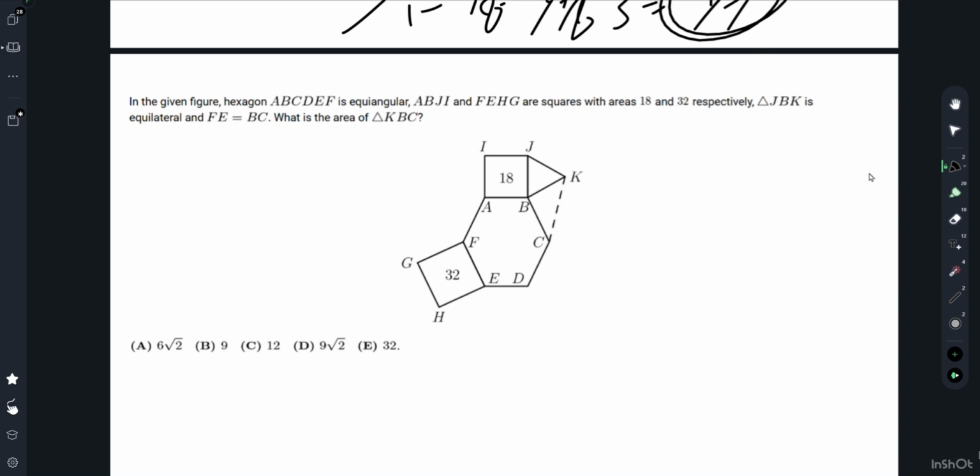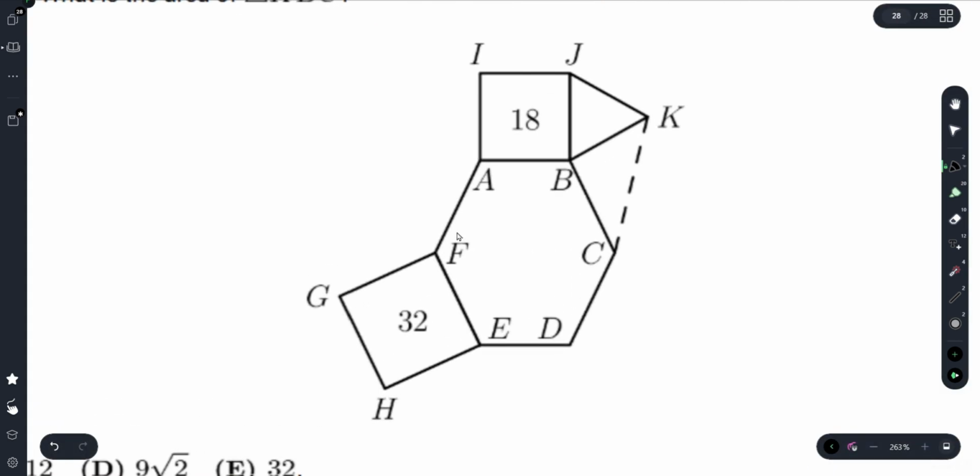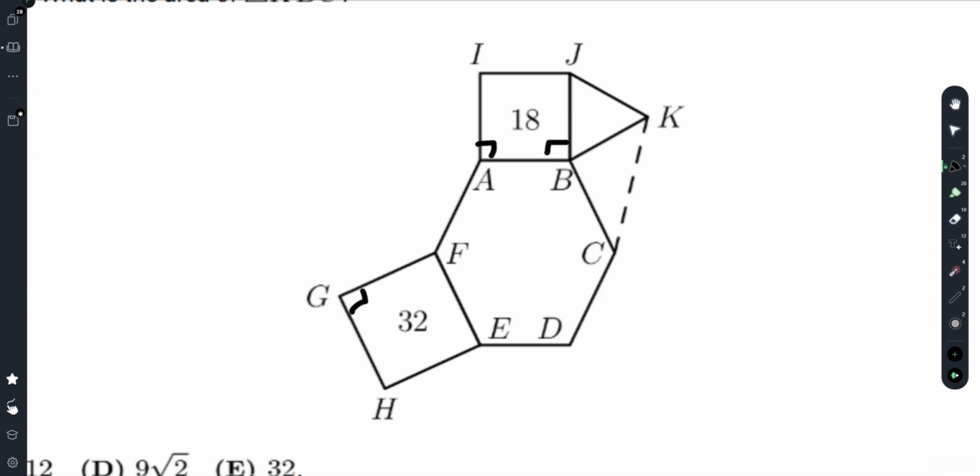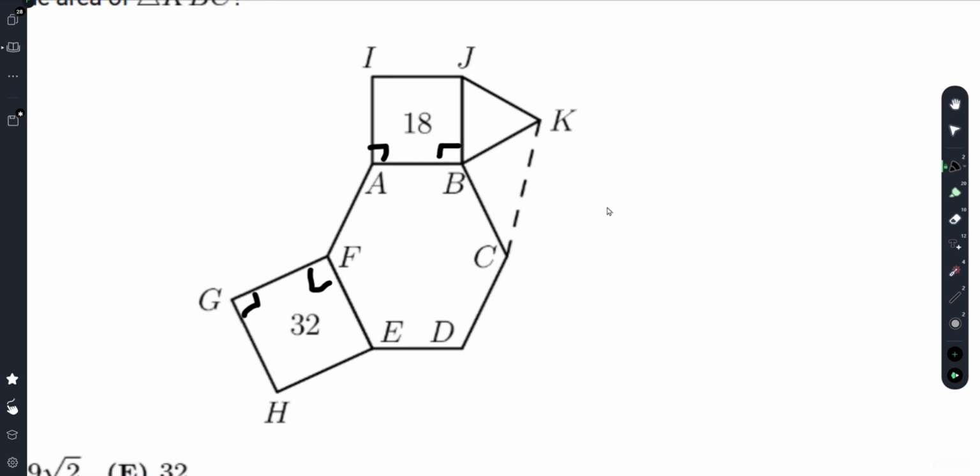So let's take a look at the figure we have here. One thing we can notice is all the squares have right angles, so we can mark those in. And we can also see that the problem says the hexagon is equiangular. So that means all the angles are equal to each other.